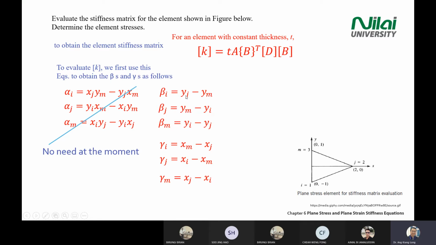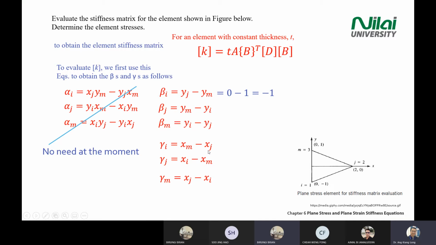What is yj? What does j mean to you, Brian? Yj means you refer to point number j. Y coordinate. Yj. So what is the value for yj? Referring to this diagram, 0 minus, this is ym. So point m, y coordinate, 1. So 0 minus 1, you get minus 1. This is just substitution of coordinate.